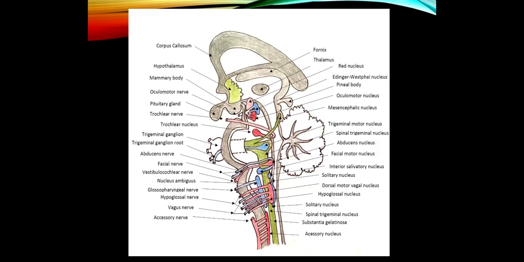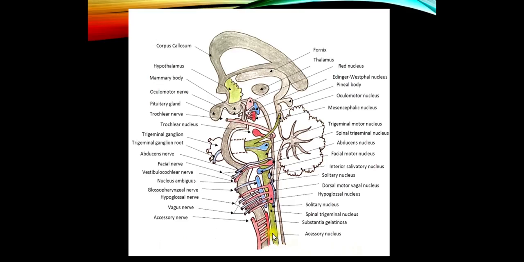All right, so here's a nice drawing a recent graduate of Loma Linda created for me recently. Our lecture, again, focuses down here on the medulla. I'll just point out a couple of things. We can see there's a green nucleus here. It's labeled the substantia gelatinosa.